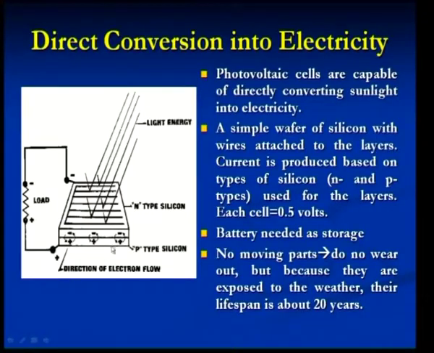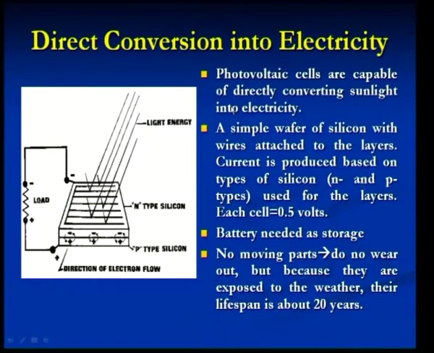This is about the direct conversion into electricity by making use of a photovoltaic cell. Now, this picture explains the layers, your n type layer, your p type layer. An external load is available here. The electrons move through the external load and then join with the hole over here. This is the direction of your electron flow. All this happens due to the fall of light energy onto your system.